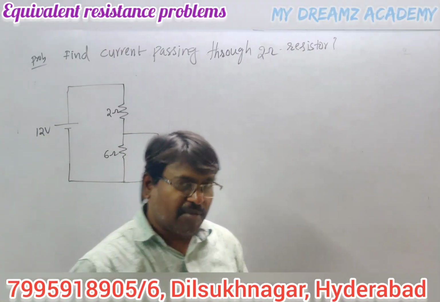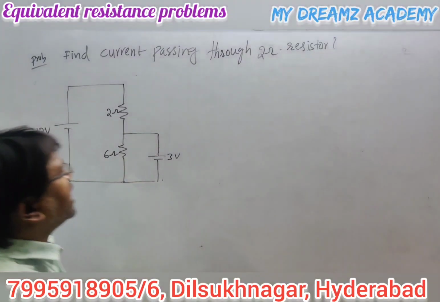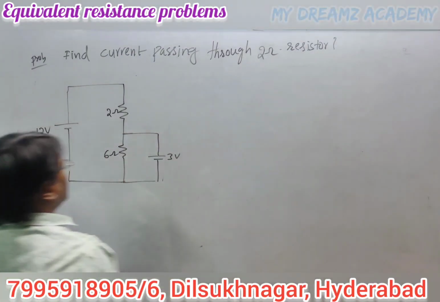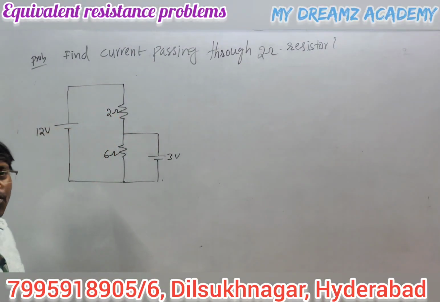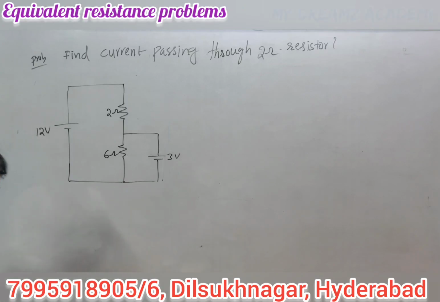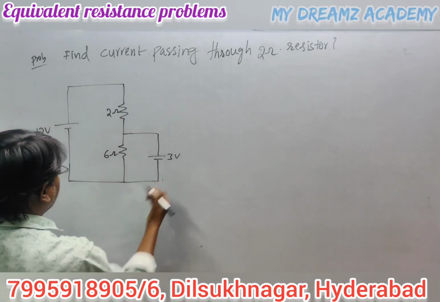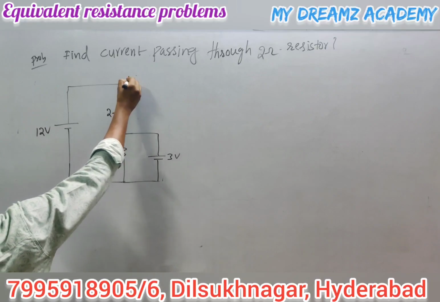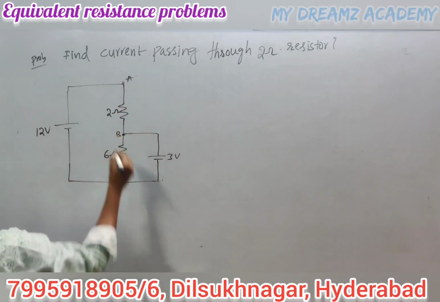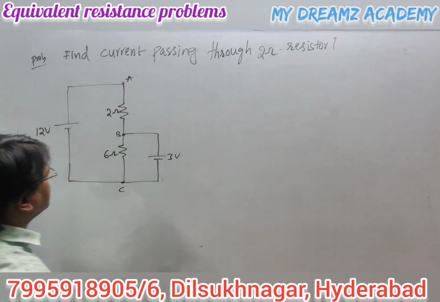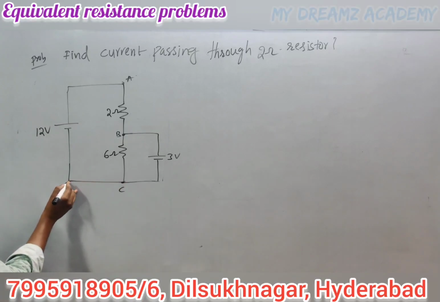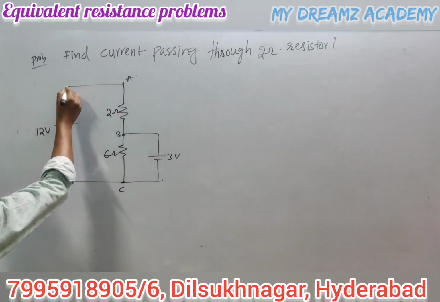Let us see another similar problem. What is the current passing through the 2 ohm resistor? Where is the 2 ohm resistor? This is the 2 ohm resistor. To find the current, considering this as points A, B, C similar to the previous problem. This is C, and it is also C, this is A, and it is also A.